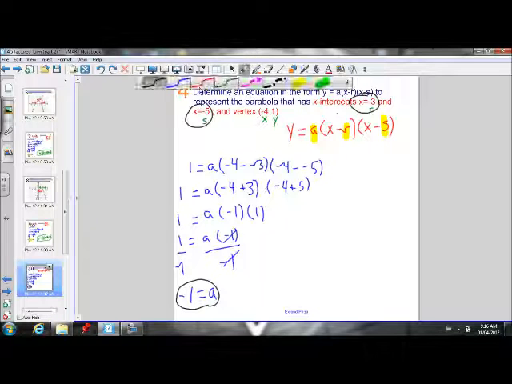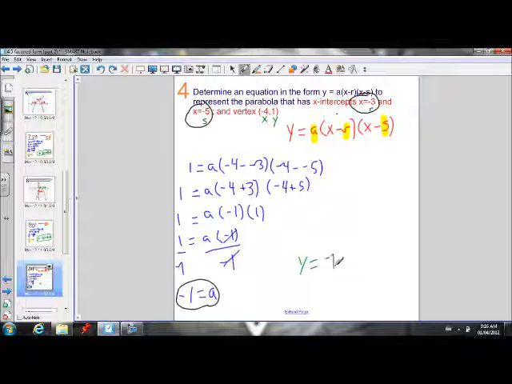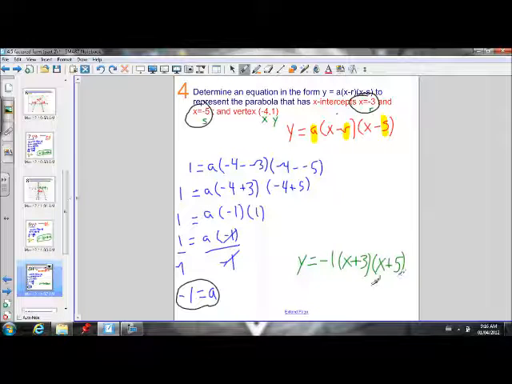Okay. So let's go ahead and write our final equation. Final equation is y equals -1. Let's write that more clearly. y equals -1, x minus r, so x minus -3, which is x plus 3. And then x minus s, so x minus -5. Minus -5 changes to positive. There we go. There's our final answer.